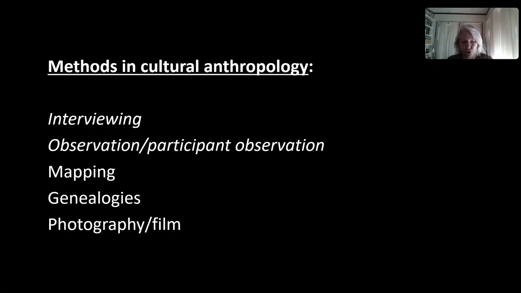When we use that term methods, what we're talking about is the research activities that a researcher uses to collect information that they will then analyze and make some kind of argument or finding about. So for cultural anthropologists, while they're in the field doing ethnographic research, interviewing and observation are 2 of the big primary methods. I put mapping, genealogies, and photography or film on here as well, but let's start with the 2 that I think are indispensable.